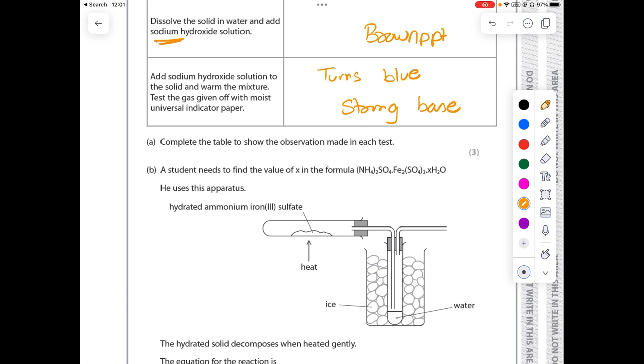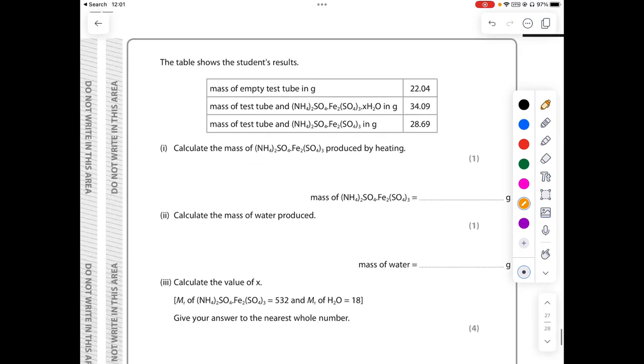Now a student needs to find the value of x from the formula. He uses this apparatus. The equation is given. Then the table shows the results. Calculate the mass of (NH4)2SO4.Fe2(SO4)3. So how much is that? 28.69 minus 22.04, which is 6.65.